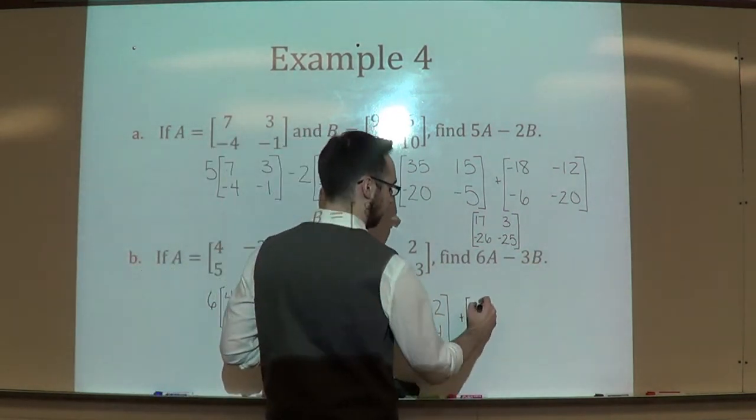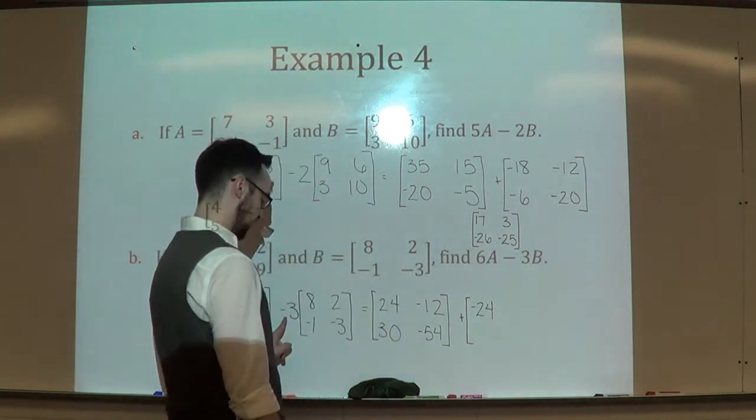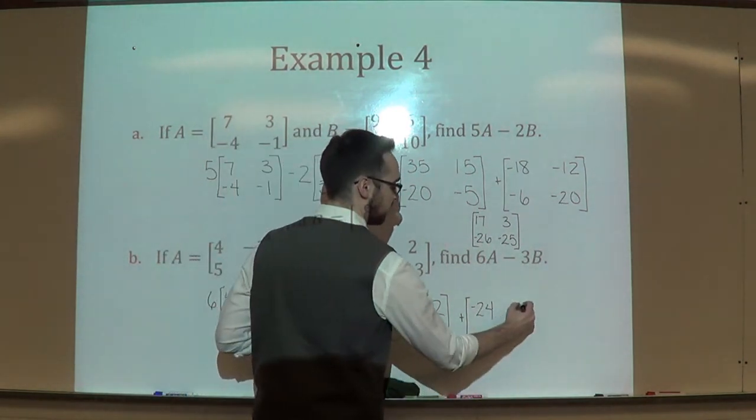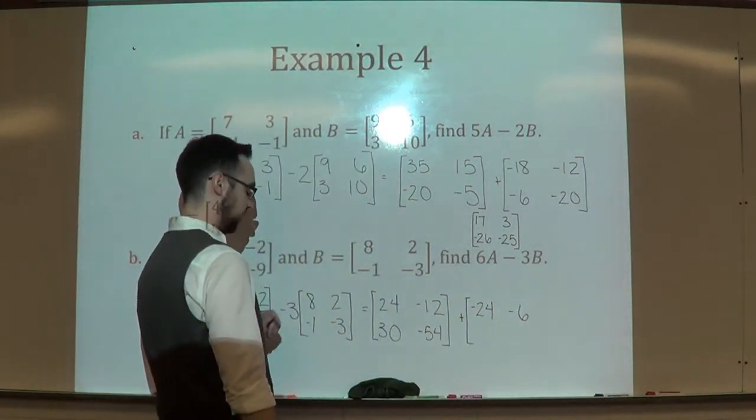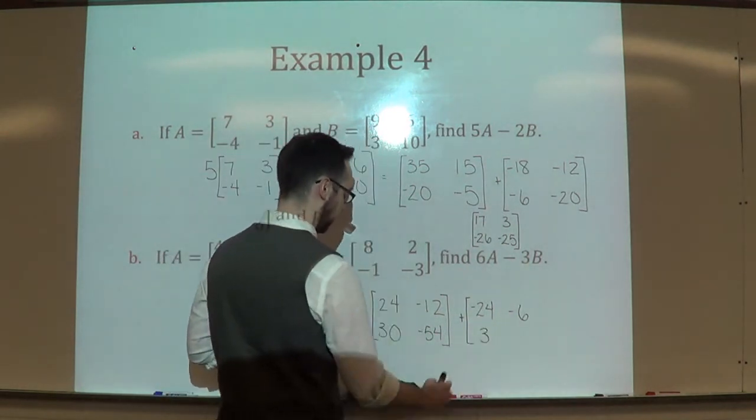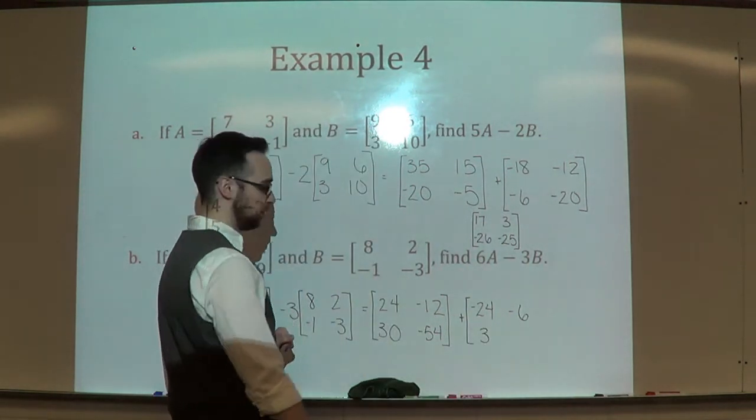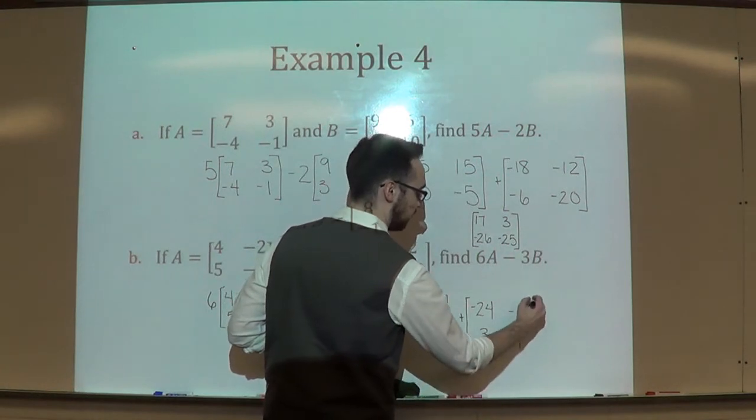-3 times 8 is a -24. -3 times 2 is a -6. -3 times -1 is a +3. And then -3 times -3 is a +9.